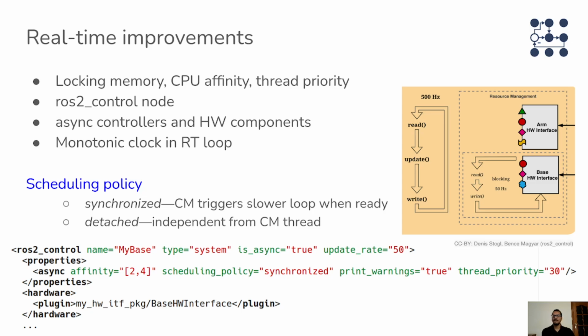Real-time improvements. We also provide a bunch of parameters, so you can make sure that ros2_control runs on a specific core of your setup, and also you can set the thread priorities and asynchronous, and we use a monotonic clock so you don't have issues with the change of time in your hardware. And we also have scheduling policies. When you run things asynchronously, you can choose that you would like the hardware to have its own clock, or you would like to synchronize with the controller manager.